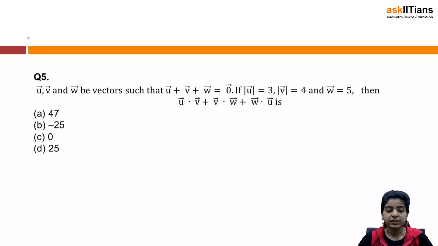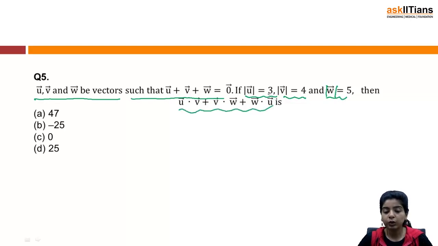Next question is, u, v and w are vectors such that u plus v plus w is 0. If the magnitude of vector u is 3, the magnitude of vector v is 4 and the magnitude of vector w is 5, then we have to find out the value of u dot v plus v dot w plus w dot u.